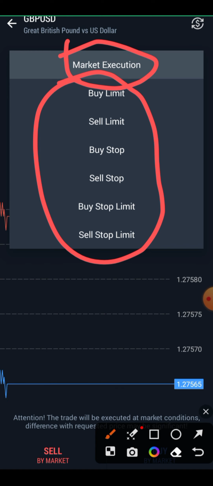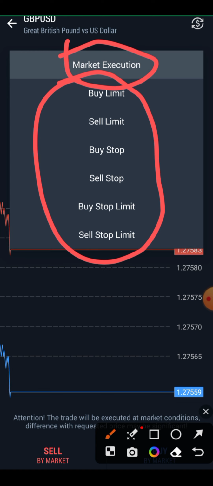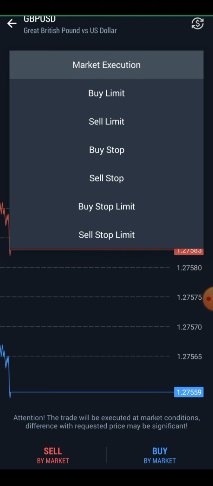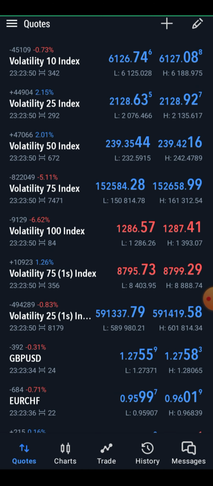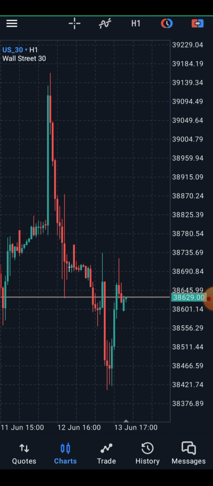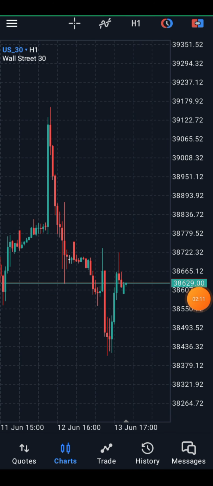It means as soon as you place a trade, it's activated and it's running immediately. On the other hand, these other ones are not so. If any of these four are pending orders, you're actually putting them to wait for the market.